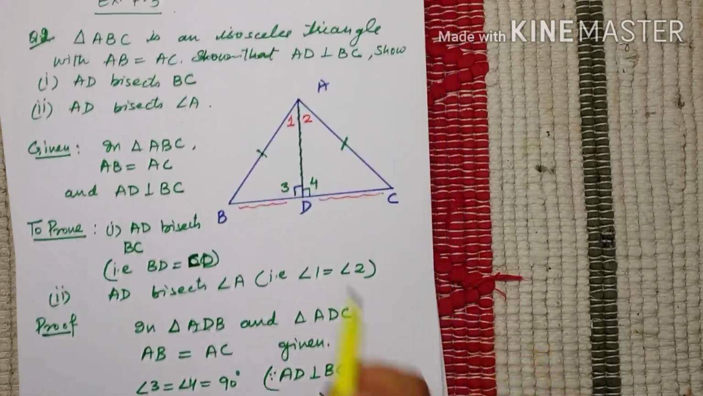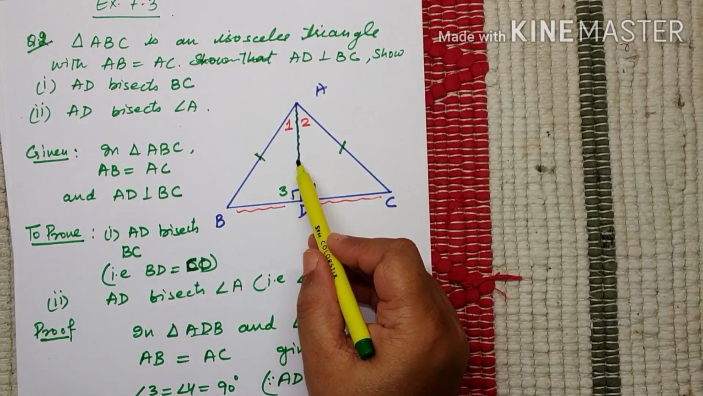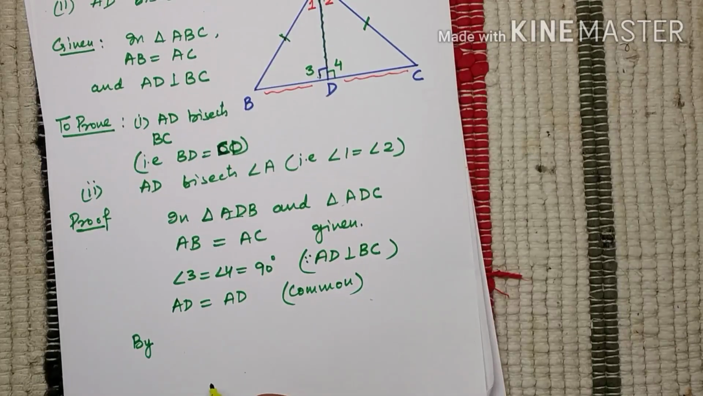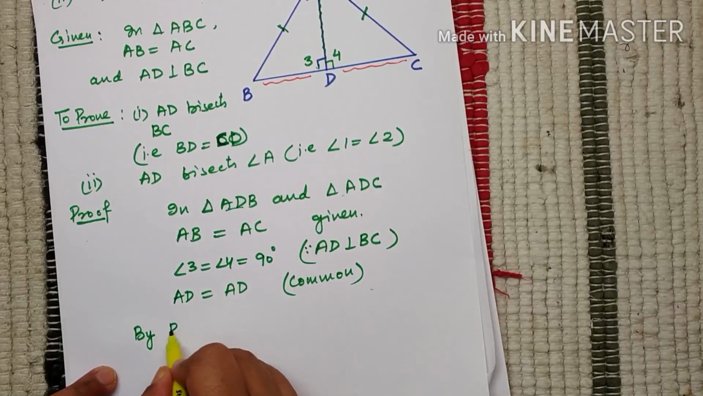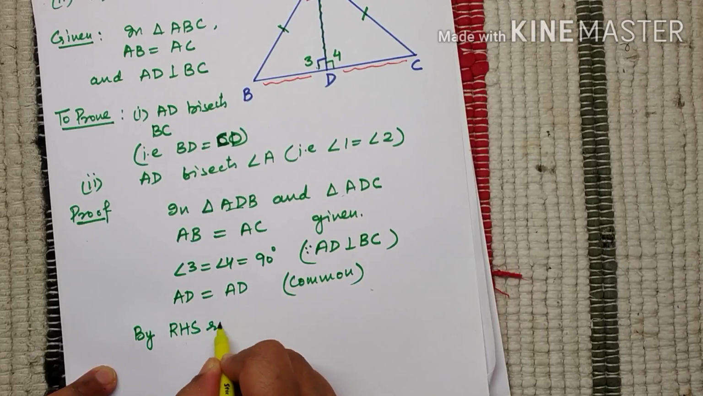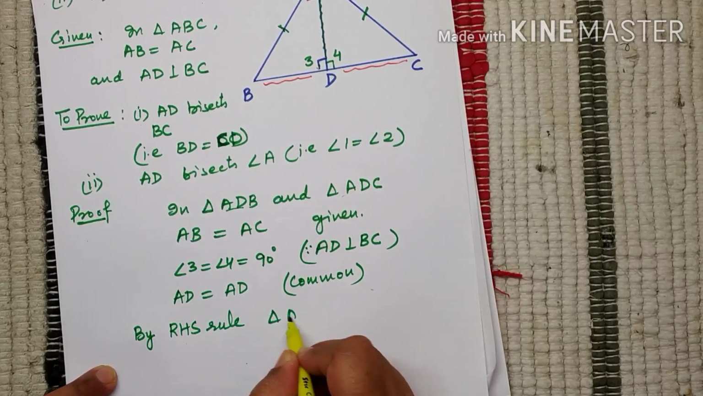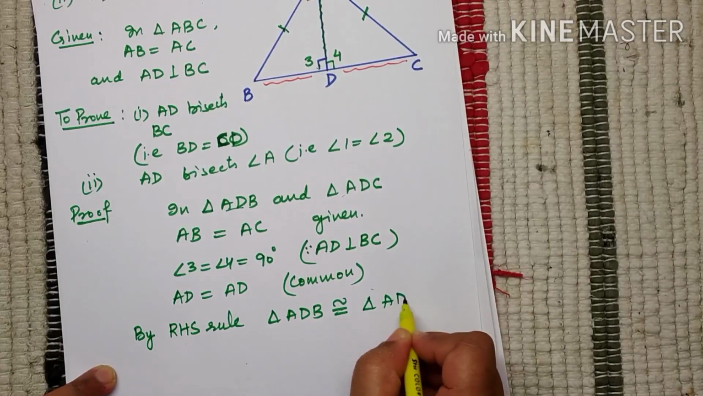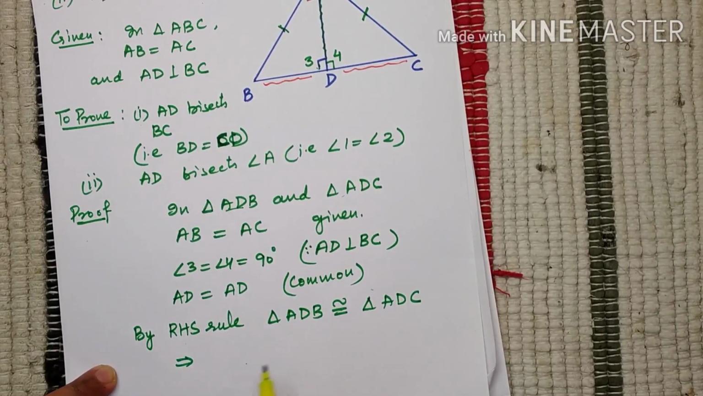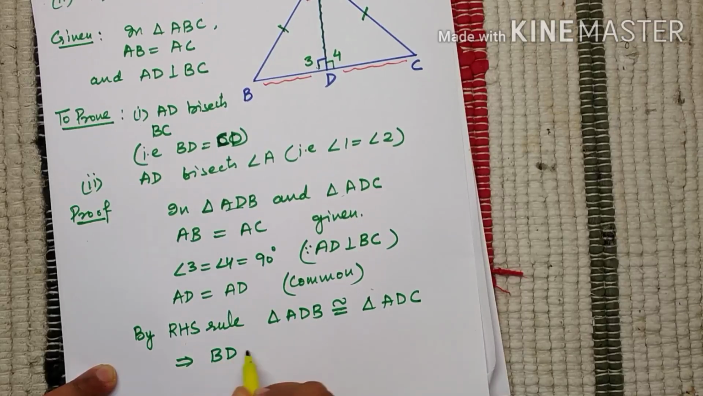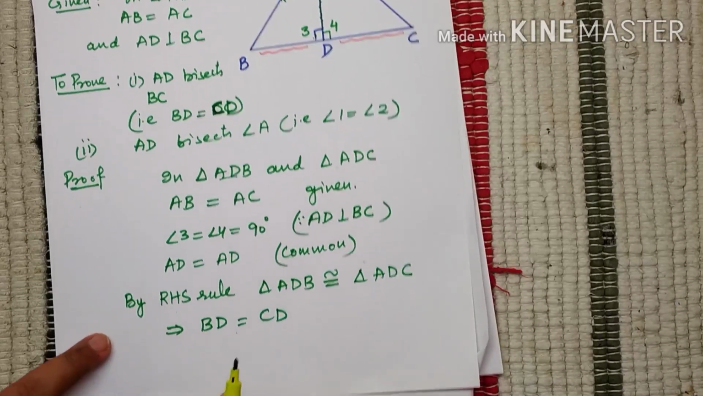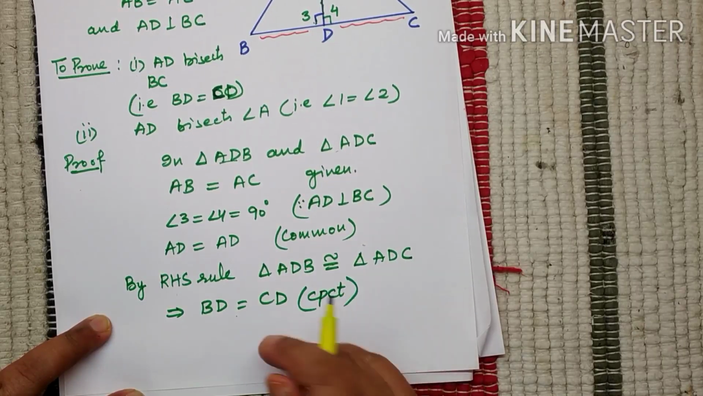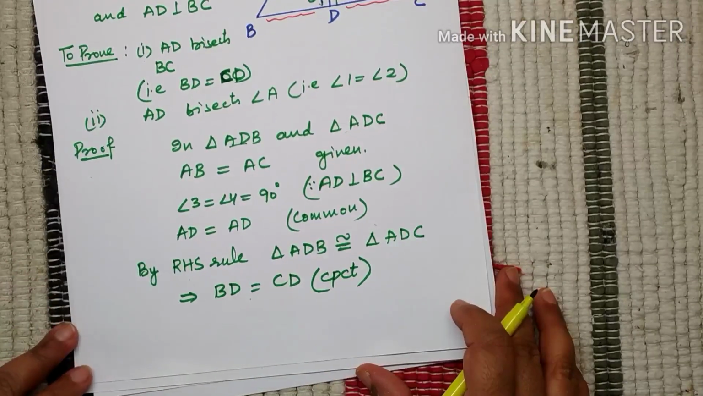Now I have this hypotenuse, right angle and one of the perpendicular sides. So obviously the congruency criterion used here is RHS. So by the RHS rule, triangle ADB is congruent to triangle ADC, which implies side BD is equal to side CD, and the reason is CPCT. Corresponding parts of congruent triangles are equal.